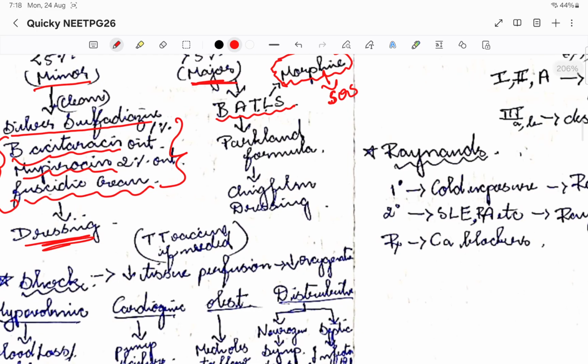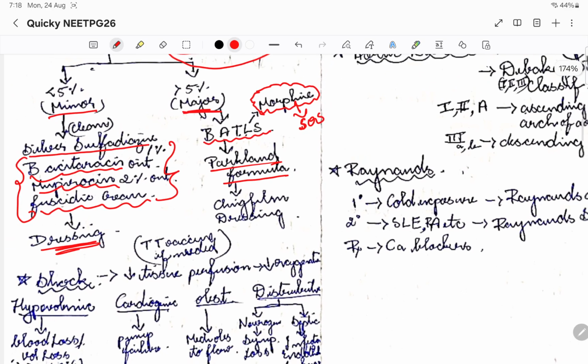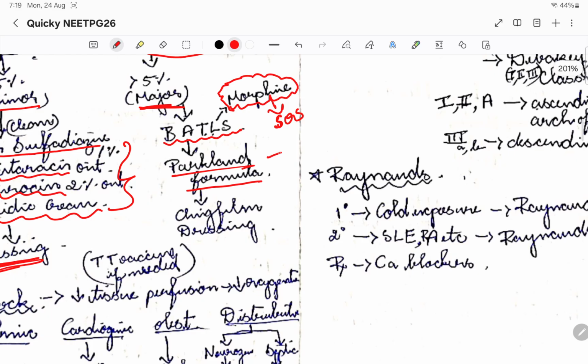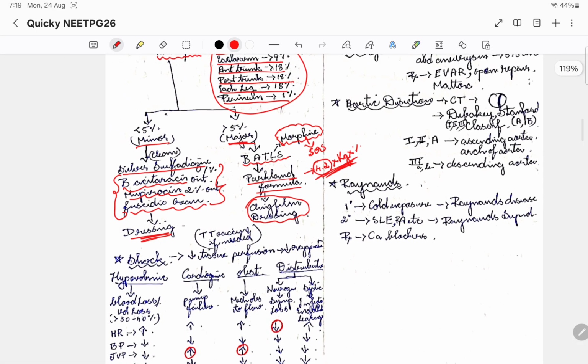Then the Parkland formula is very important for the management of fluids, because we are going to manage the patient with fluids, right? So the Parkland formula will be 4 into 2. This is a specific value: 4 into weight of the patient into percentage of burn. This is the amount of fluid that we use for the management of a burn patient. Then after the fluid management, we'll go for cling film dressing. This is what we do in a major burn patient.